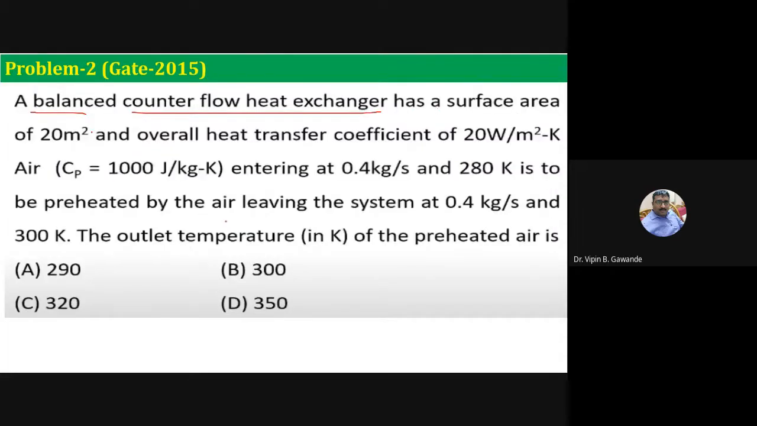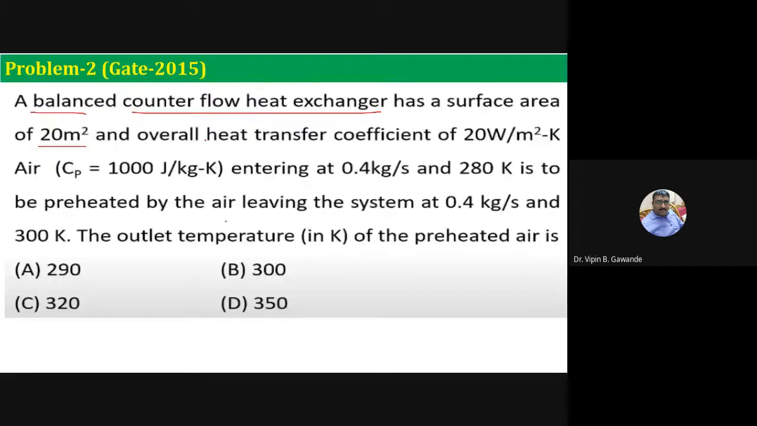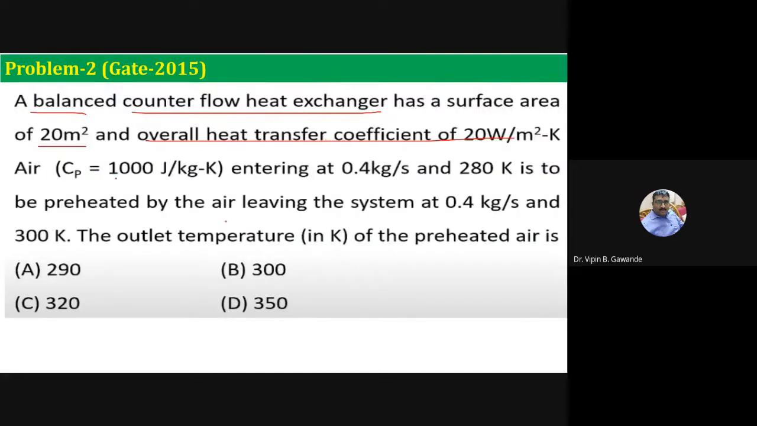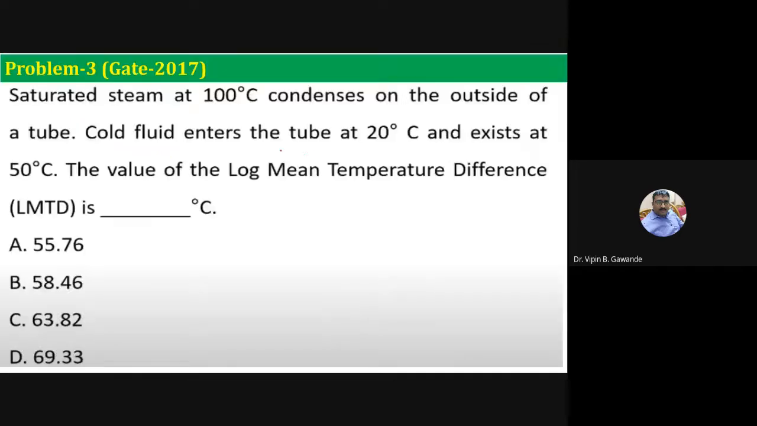Now it has a surface area of 20 meter square. So area is given, this is equal to 20 meter square. We will concentrate on the procedure only, definitely we'll get the answer. The overall heat transfer coefficient is 20 watt per meter square Kelvin. So U is also given, that is equal to 20 watt per meter square Kelvin. The CP value is given for air, 1000 joule per kg Kelvin. So that value is given.